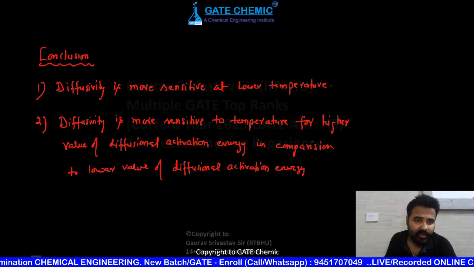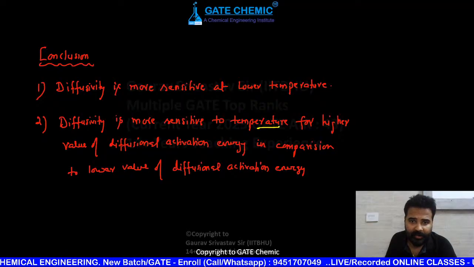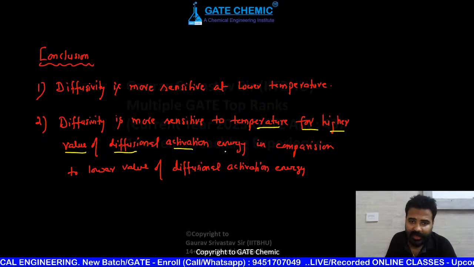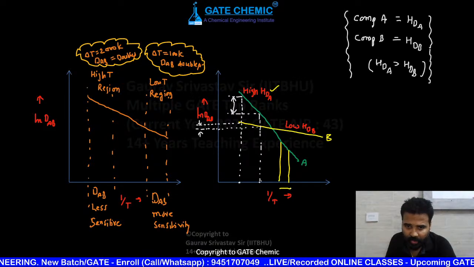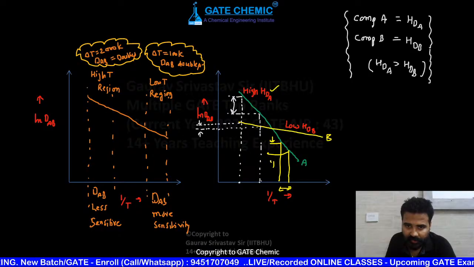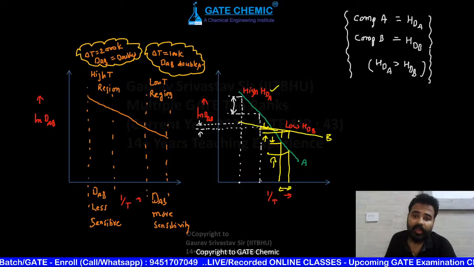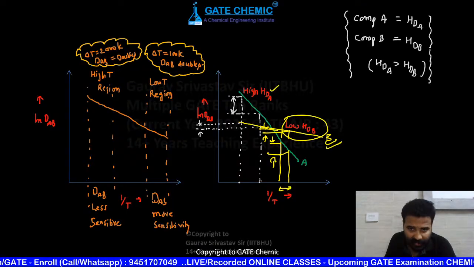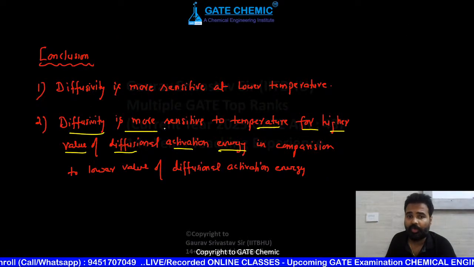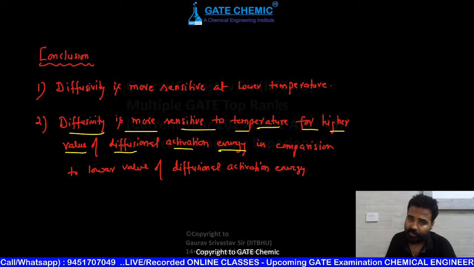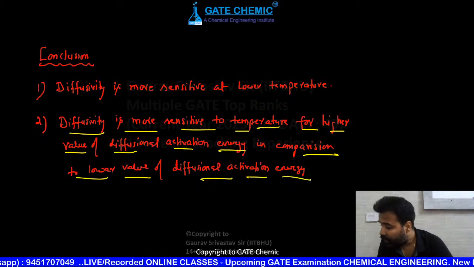And similarly here also, I want to give you one conclusion. First, diffusion is more sensitive to temperature for a higher value of diffusional activation energy. See, if this is the case, just by changing this amount of temperature, this is the change. But if this is the case, you can see the change is very very low. So low activation energy is less sensitive, high is more sensitive. So the same conclusion we gave earlier applies here. Diffusivity is more sensitive to temperature for a higher value of diffusional activation energy in comparison to a lower value of diffusional activation energy. Okay, R is the gas constant.